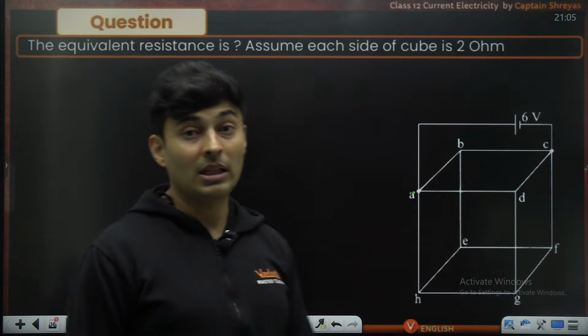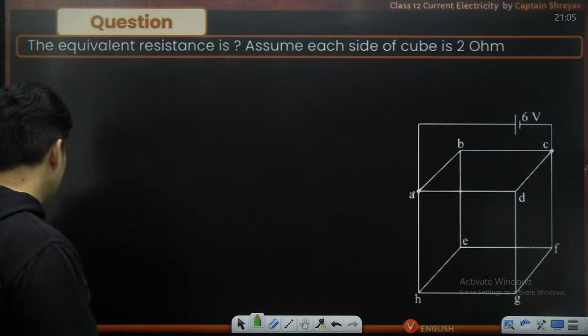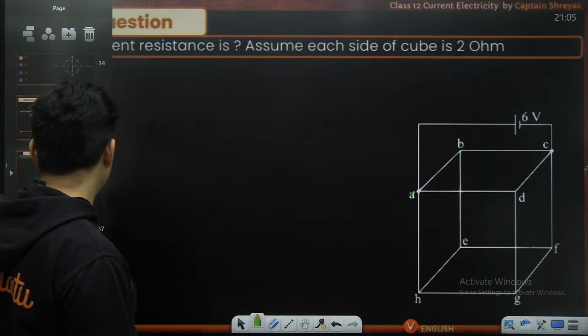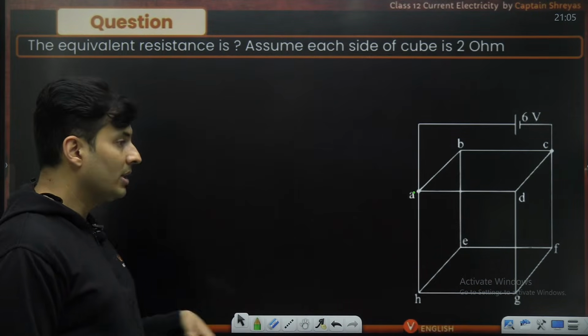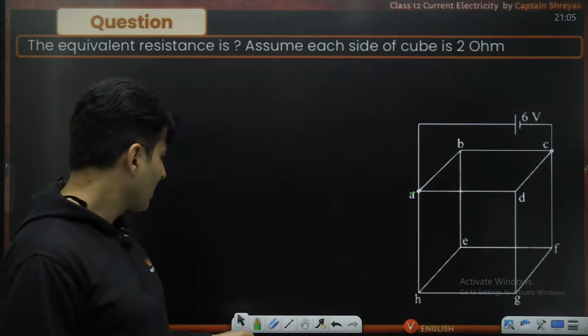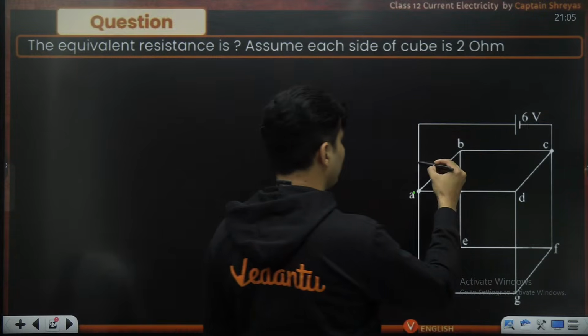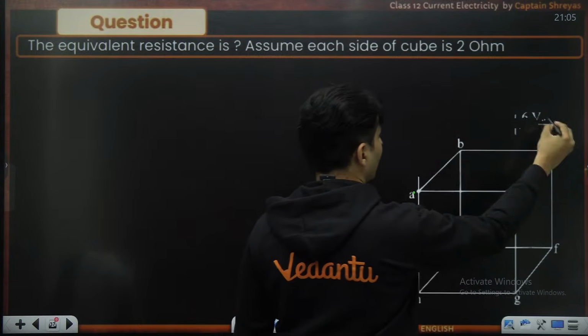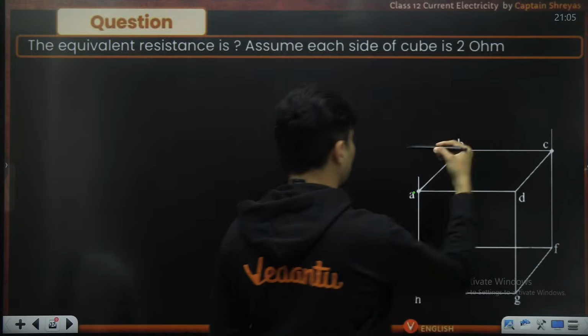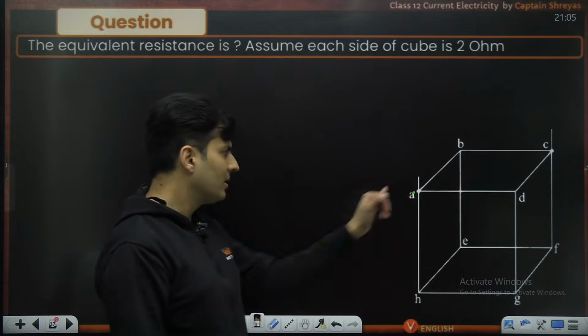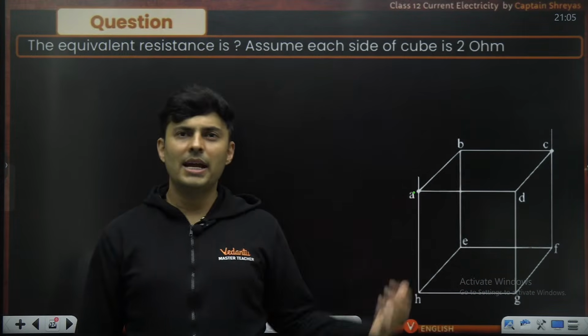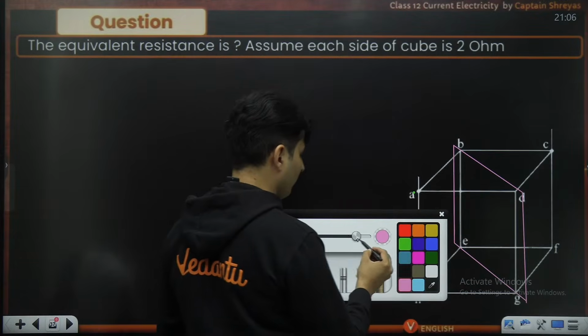Now that is the tricky part because it is a three-dimensional figure, and the moment you have a three-dimensional figure, you have to think of three-dimensional symmetry. First of all, ignore that battery. That battery has no role to play here. It's just showing the two points across which you want to find the resistance. That is A and C.